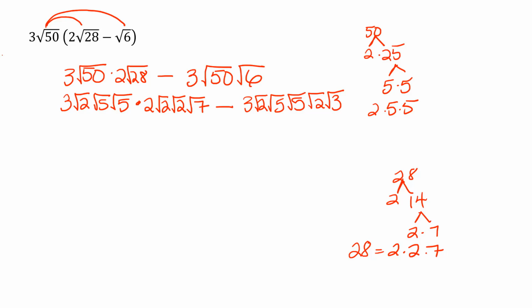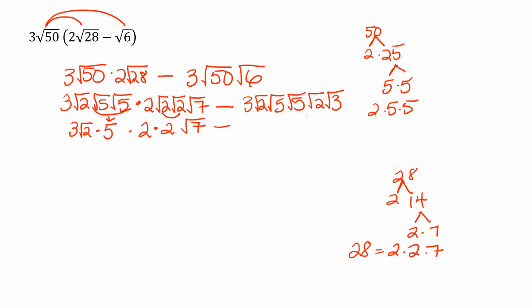Now, remember, because of the definition of square root, the square root of 5 times the square root of 5 is 5. So I'm going to rewrite this as 3 times the square root of 2 times 5, because the square root of 5 times the square root of 5 is 5. Then I've got a 2 here. The square root of 2 times the square root of 2 is 2. So I'm going to put 2 there. And then I've still got this square root of 7 that's just sitting there.